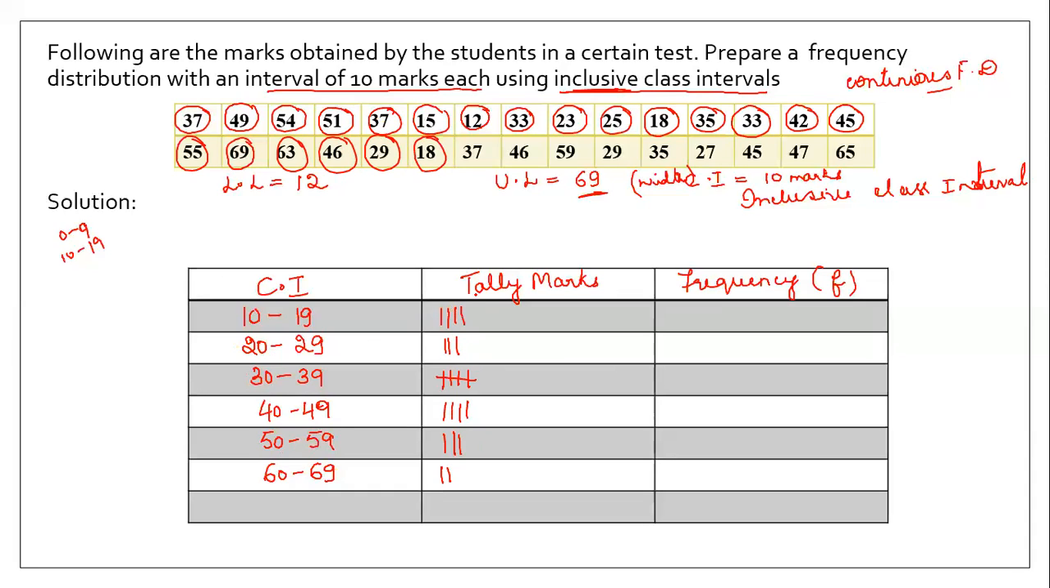18 is included in 10 to 19. Then 37 is included in 30 to 39. 46 is from 40 to 49. So cancel this. 59 is 50 to 59. 29 here. 35 is 30 to 39, included in the 30 to 39 class interval. 27 will be included in the 20 to 29 class interval. 45 is included in the 40 to 49 class interval. 47 again is included in 40 to 49. The last one is 65, which belongs to the last, that is 60 to 69.